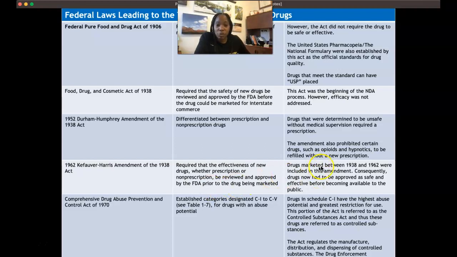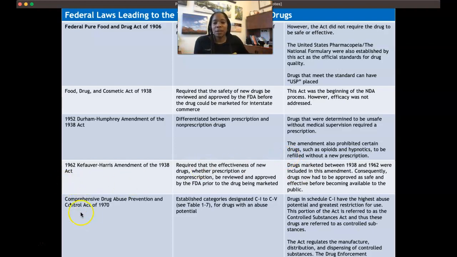So let's look at it this way. Drugs marketed between 1938 and 1962 were included in this amendment. So we then went back and started to review the drugs that were already out on the market. And then drugs now had to be approved as safe and effective before becoming available in the public eye. In other words, they didn't just have to be safe, but we didn't want patients just taking drugs just to take them because they were safe. We also wanted to make sure that they were effective at what they were doing. If they were marketed to reduce inflammation, then we wanted to make sure that they were actually reducing inflammation. So this is going to steamroll into animal trials, drug trials, randomized control trials, and things like that in just a moment.